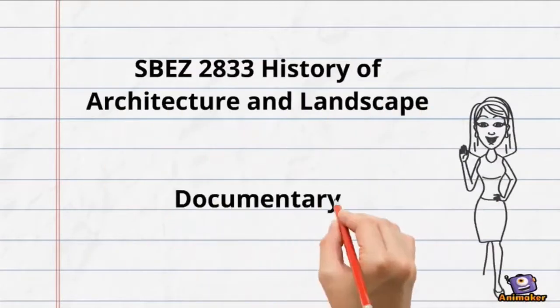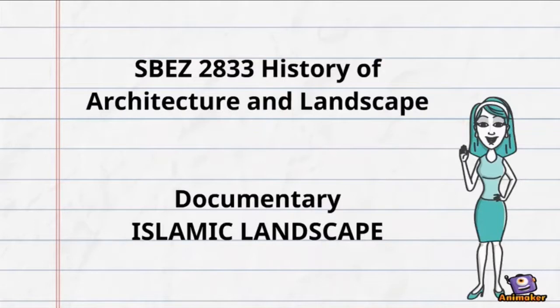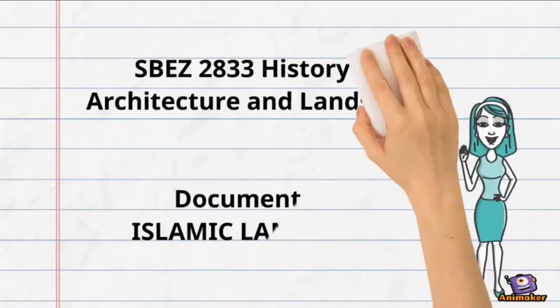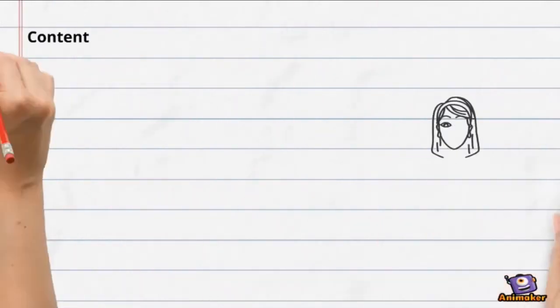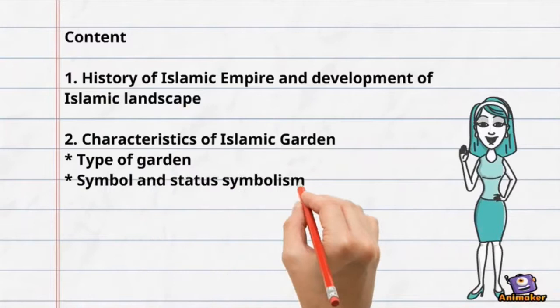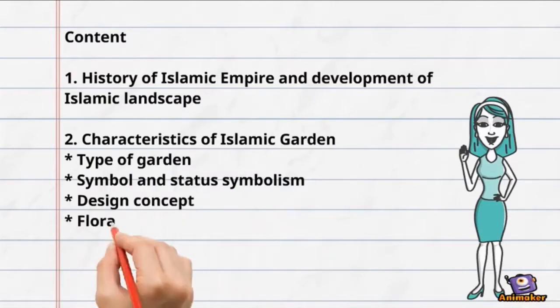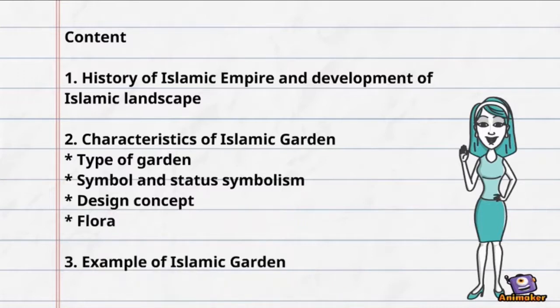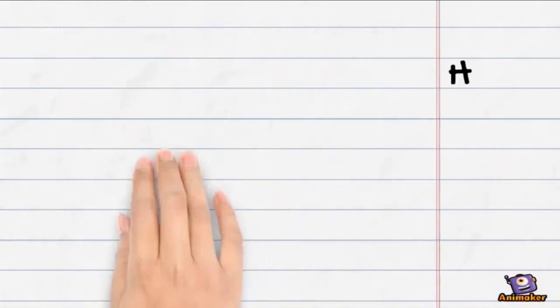History of Architecture and Landscape, Islamic Landscape documentary. Content: History of Islamic Empire and Development of Islamic Landscape. Characteristics of Islamic garden includes types of garden, symbol and status symbolism, design concept and flora. Example of Islamic garden.